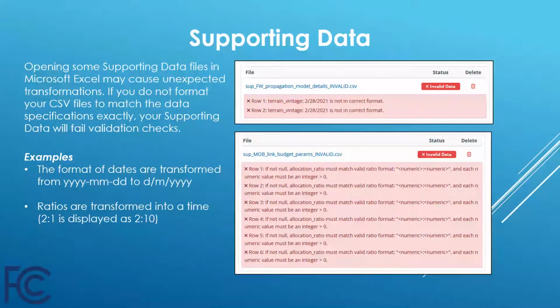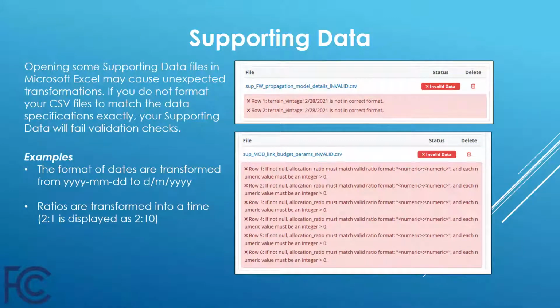However, when you open a file in Excel with dates formatted that way, the program may automatically modify your dates to a different format. If you then save the file as a CSV with the dates formatted in this manner and upload it into the BDC system, you will receive an invalid data message, in this case that the terrain vintage column is not in the correct format, which leads to an invalid data error.